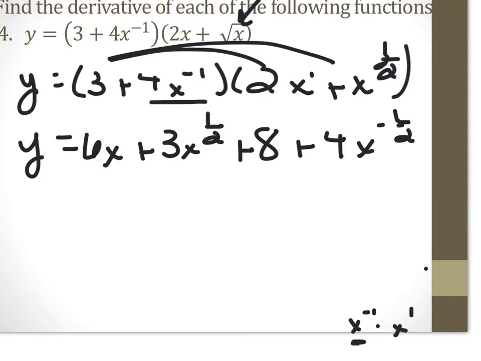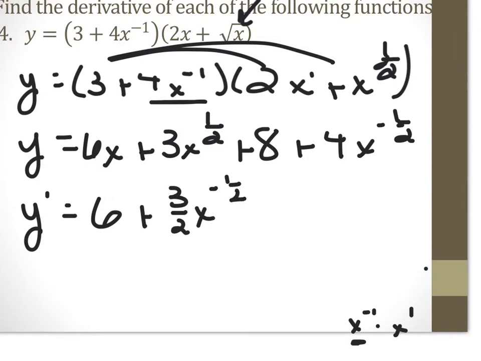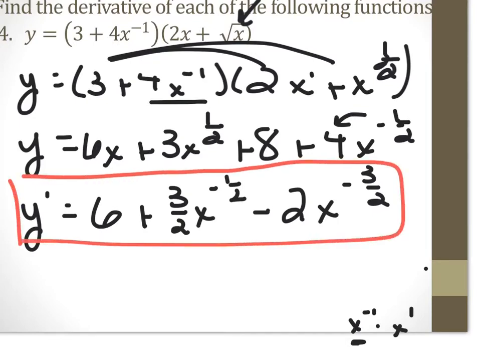Let's go ahead and take this derivative. Derivative of 6x is 6. For the next term, the 1/2 comes down. 3 times 1/2 is 3 over 2. X to the, now the exponent is 1/2 subtract 1, so you get negative 1/2. Derivative of 8 is 0. Now the last term, bring the negative 1/2 down. 4 times negative 1/2 is negative 2. X to the negative 1/2 subtract 1 gives you negative 3 over 2. I would leave that like that. Leave the exponents as they are unless you're asked to rewrite it.